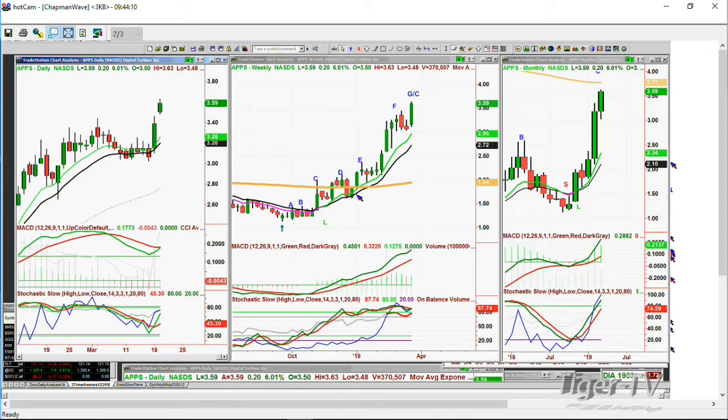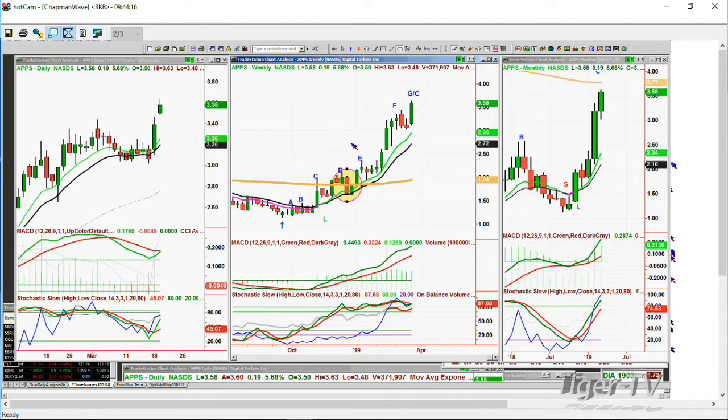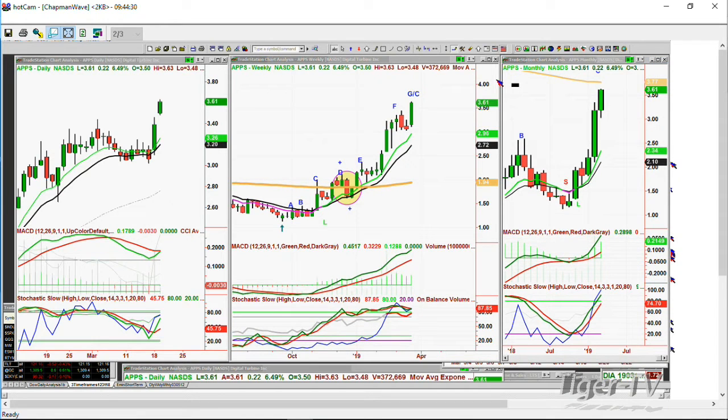Now there's a technique that I talk about called the Chapman wave instant restart. It has to happen within 3 bars from a peak D. It did that. So now you can have an alternate count, and this is G/C, still very positive. Look at the MACD, stochastics at 87%. It could pull back a little bit, but the weekly chart says real good chance. And now we have to go to the monthly chart.